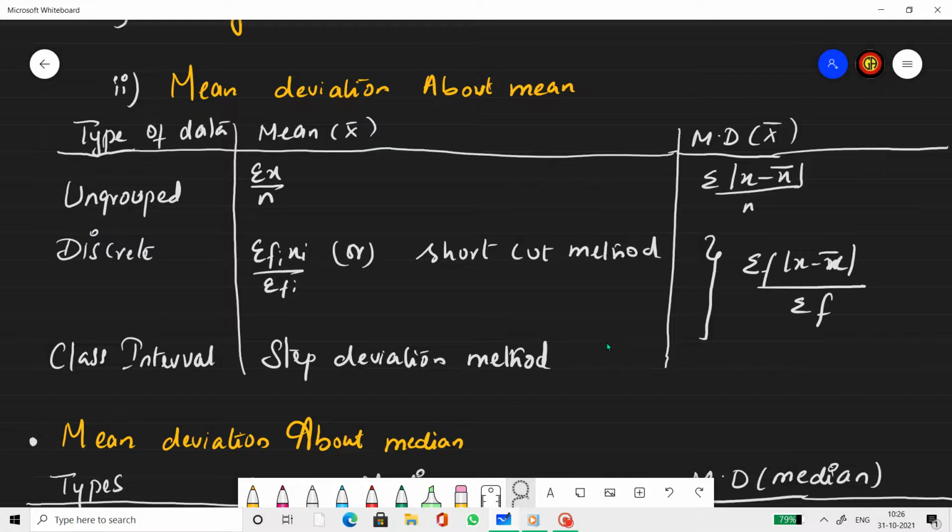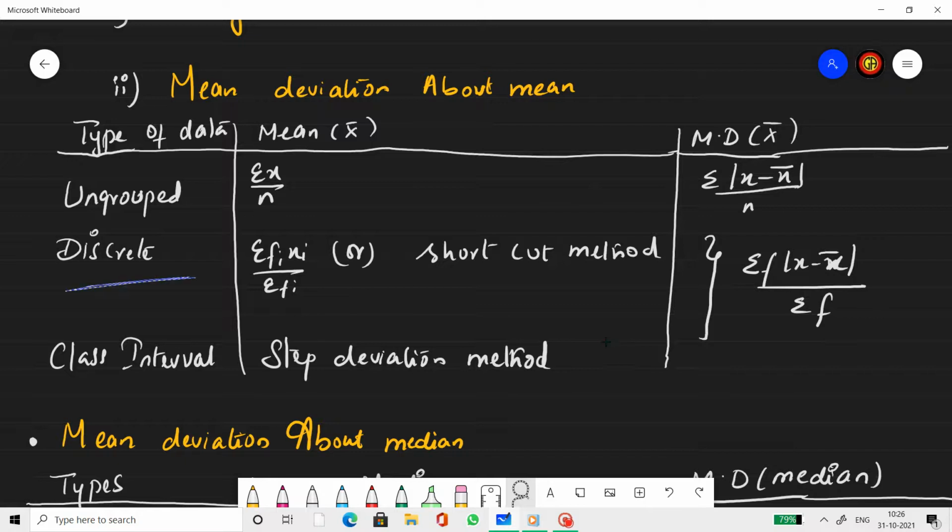Here we find mean using sum of x divided by number of observations, sigma x by n. Sigma means total, so total of x by n. This is called the direct method to find mean or average. In case it is ungrouped data and you have found mean this way, the next step is to find the mean deviation about mean. The formula is summation of modulus of x minus x bar by n, so it is sigma absolute value of x minus x bar, divided by the number of observations.